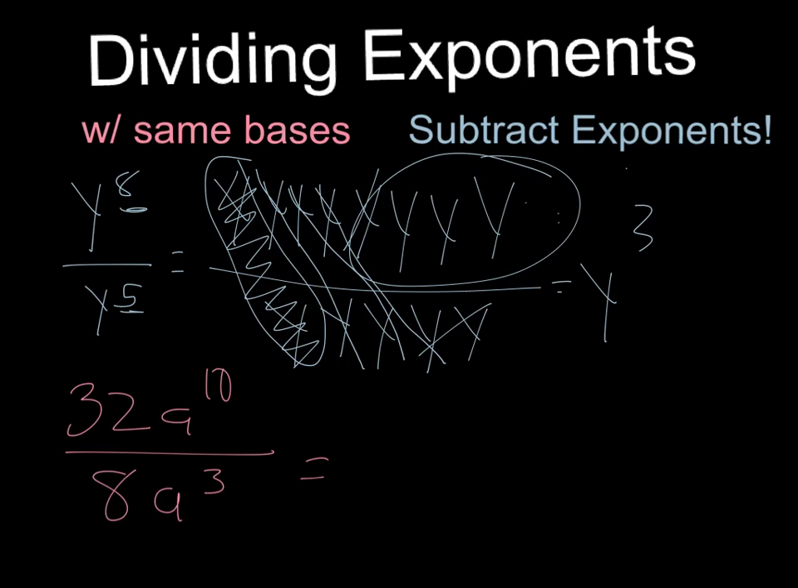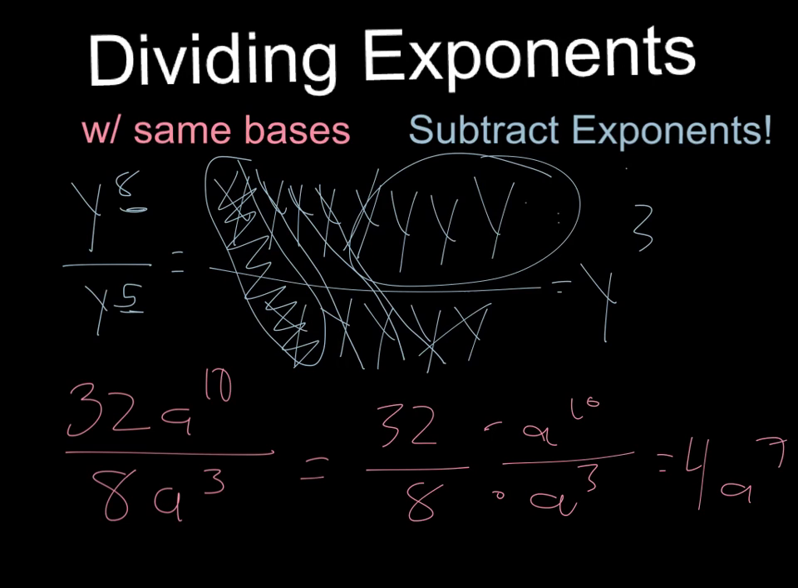Then if I have 32a to the 10th divided by 8a to the 3rd, remember that is 32 times a to the 10th divided by 8 times a to the 3rd. So I'm really rewriting those as two separate fractions. And so if I do 32 divided by 8, that equals 4. And then a to the 10th divided by a to the 3rd is a to the 7th, because I'm just subtracting 10 minus 3. Then mashing those together again, 4 times a to the 7th just gives me 4a to the 7th, and I'm done with my answer. So again, dividing exponents is just subtracting.